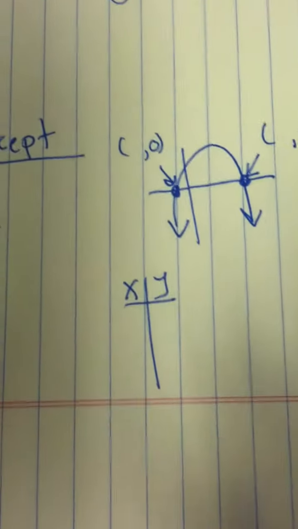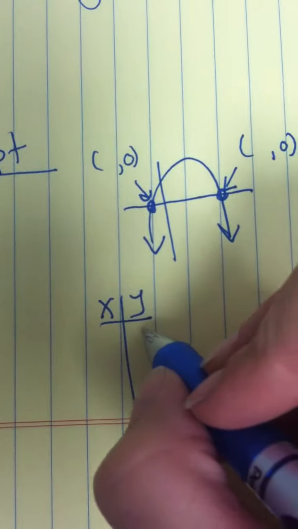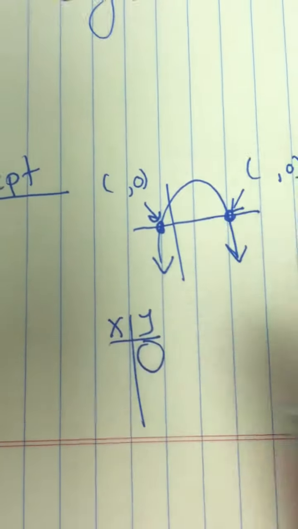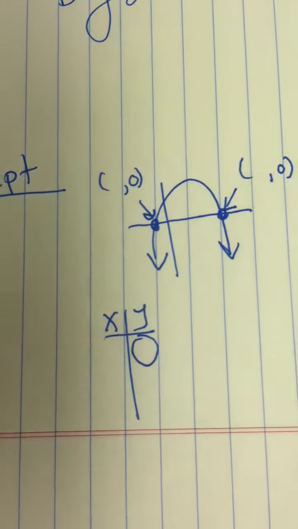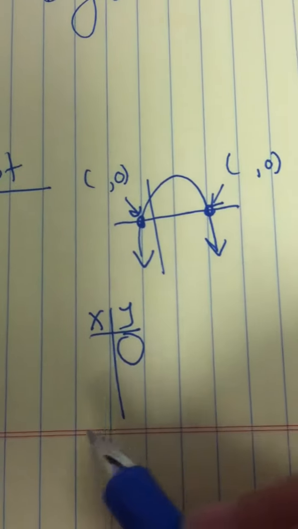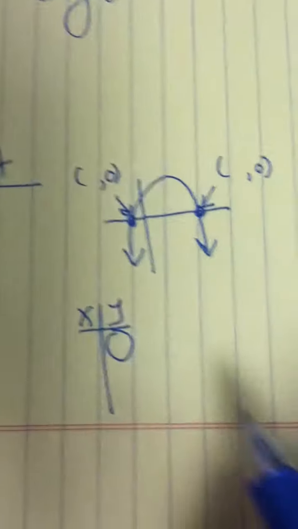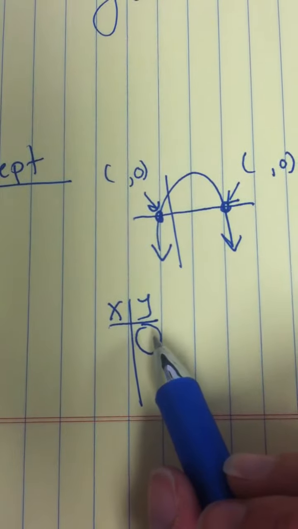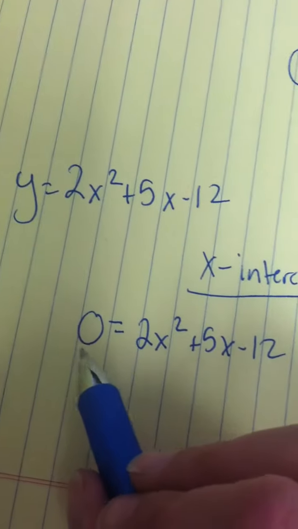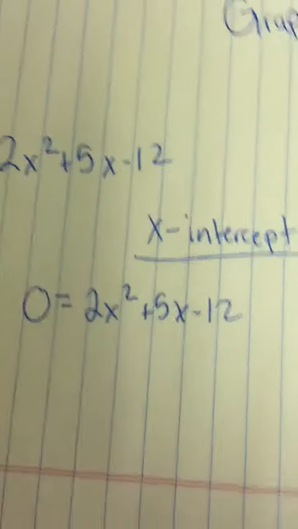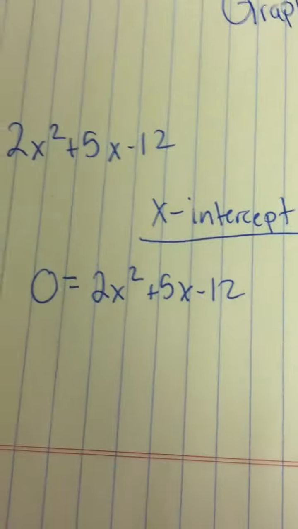So kind of like if we were doing a table, we want y to be 0, and we need to find the x values that go with that. When we found the y-intercept, we put in 0 for x into our equation and calculated it to get out the y value. This time we want y to be 0, so we're going to put in 0 for y, and then we can solve this from here. Then we have to figure out how we are going to solve this.